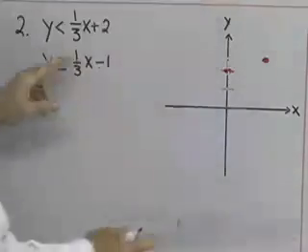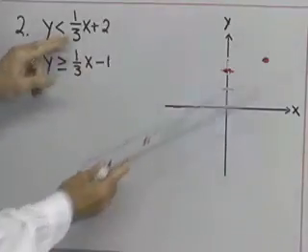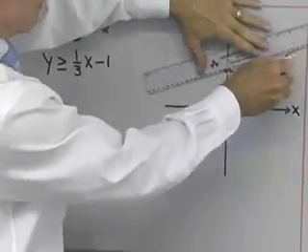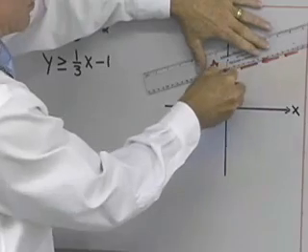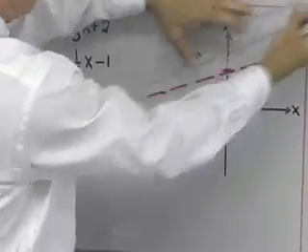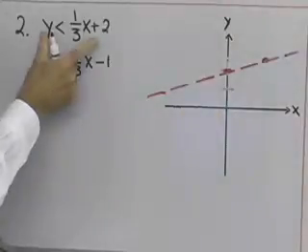So let's see, my inequality symbol is strictly less than, so I know, again, I'm going to have a broken line. Let's see if we can just sketch the graph of this right here. Here's a nice broken line. And let's see, the origin (0, 0) is off of this line.